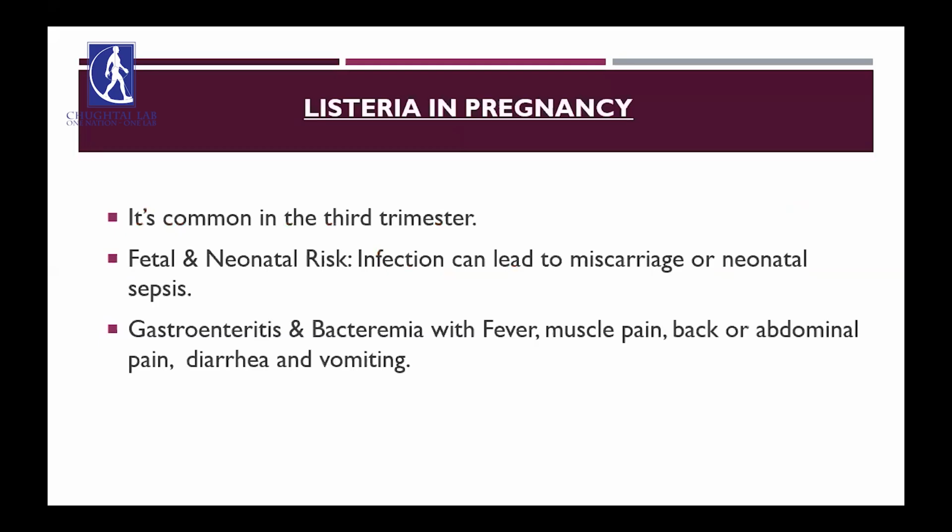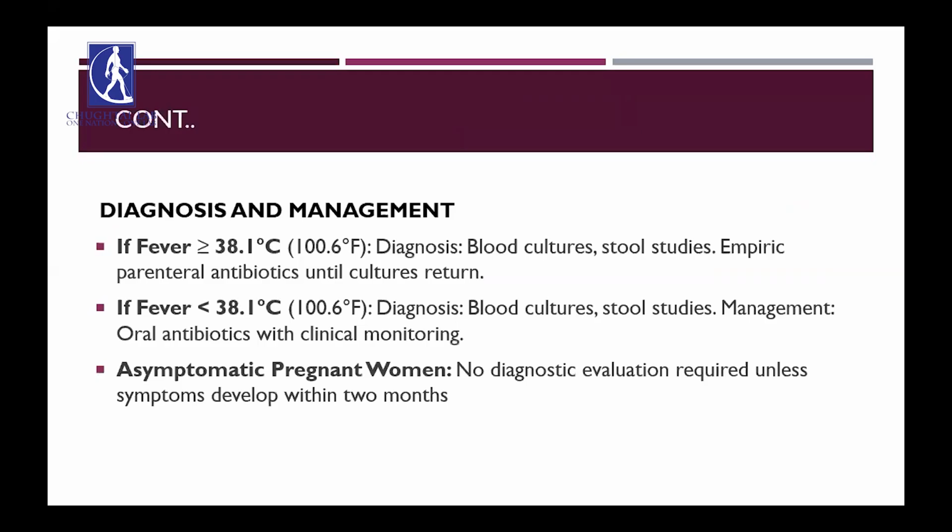So it is common in third trimester. Infection can lead to miscarriage or neonatal sepsis. The common symptoms include gastroenteritis and bacteremia with fever, muscle pain, back or abdominal pain, diarrhea, and vomiting. So this is diagnosis and management in pregnant female.